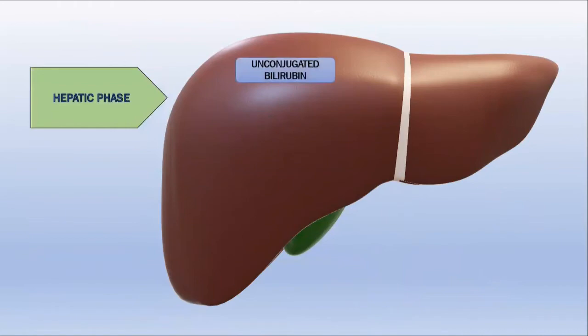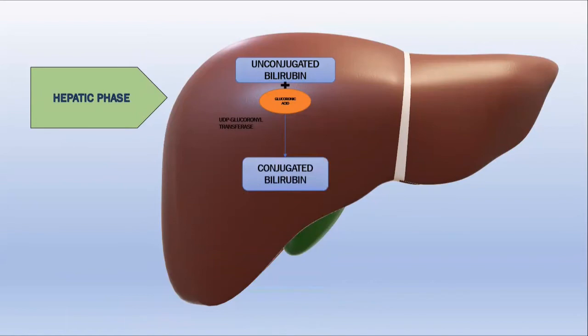So now in the liver, this unconjugated bilirubin will be conjugated by the addition of glucuronic acid by UDP glucuronyl transferase. So this bilirubin is now water soluble. So in the liver, what happens is the conjugation process.